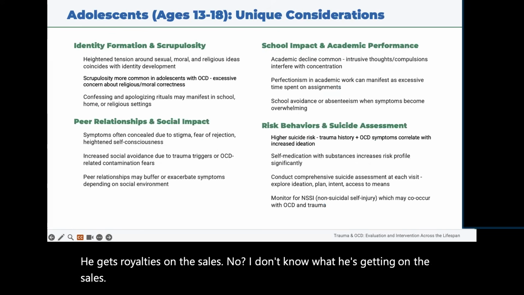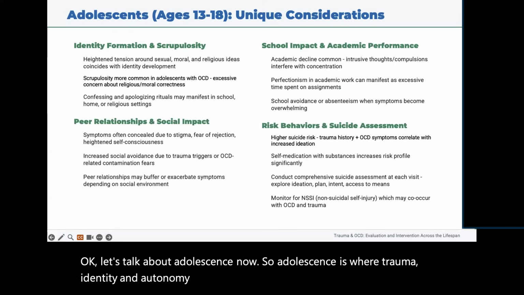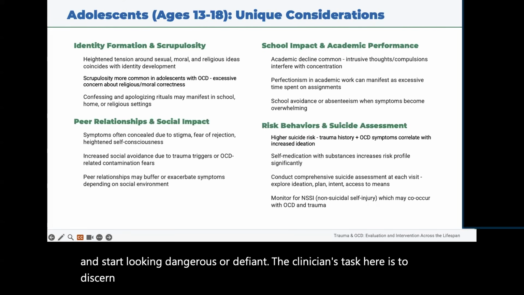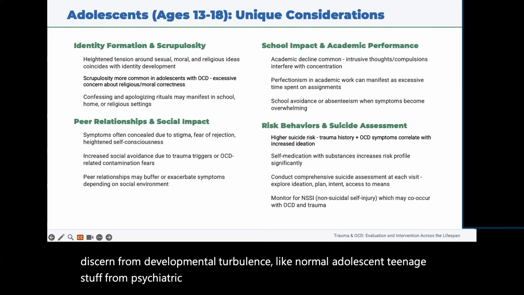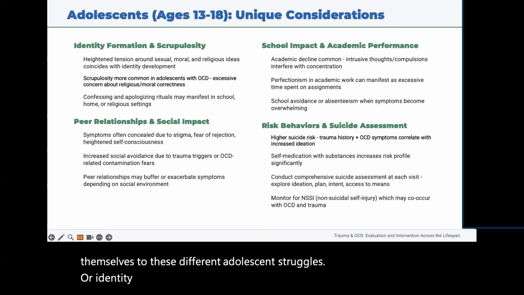Okay, let's talk about adolescence now. So adolescence is where trauma, identity, and autonomy collide. This is where symptoms stop looking cute and start looking dangerous or defiant. The clinician's task here is to discern developmental turbulence, like normal adolescent teenage stuff, from psychiatric disorder, and to see how trauma and OCD attach themselves to these different adolescent struggles for identity, belonging, and control.